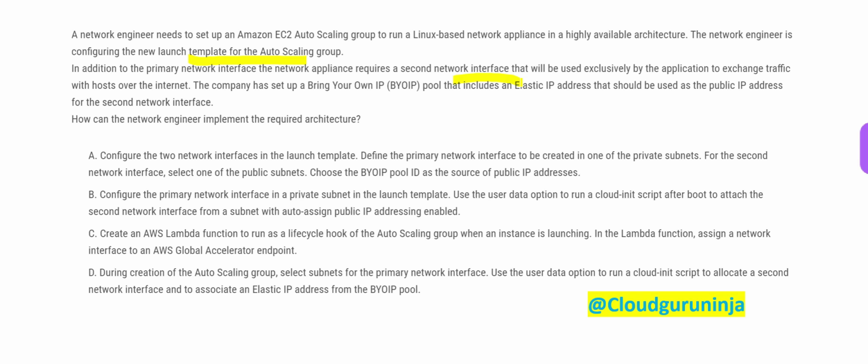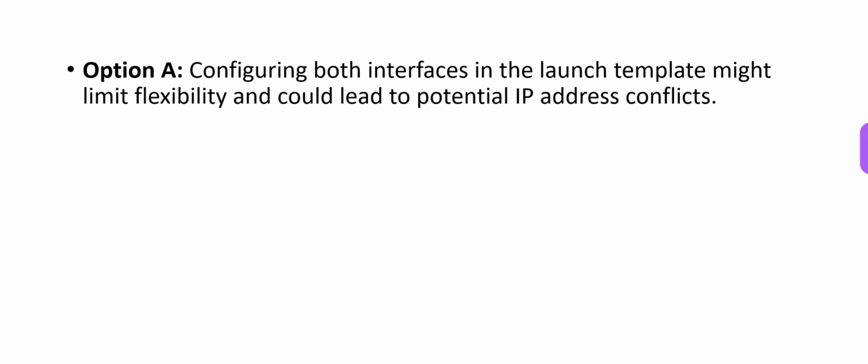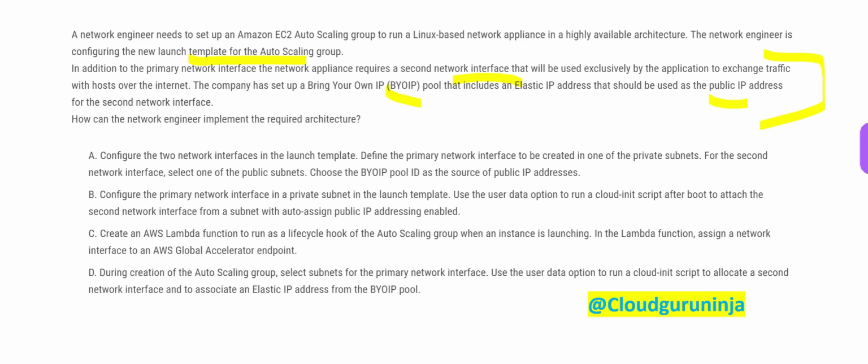So the question is saying you can bring your own IP, that is fine, and which can be used as public IP addresses for the second interface. Now you have to implement this. For option A, if you use this, you configure both interfaces in the launch template. You are compromising flexibility, and chances are very high you will get IP address conflicts. So that is why A is wrong.